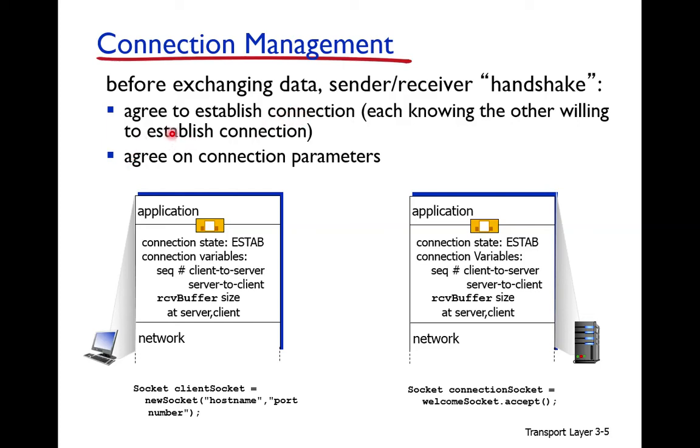Moreover, during the connection establishment procedure, both sender and receiver agree on connection parameters. For example, they agree on what the initial sequence number from client to server will be, and what the initial sequence number from server to client will be. These parameters are specified in the connection establishment procedure.